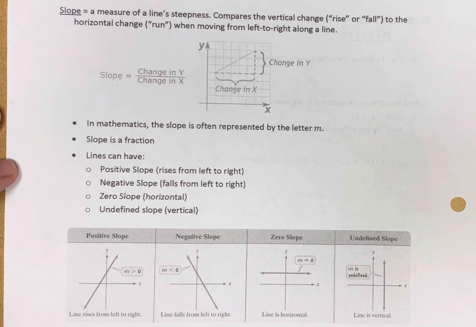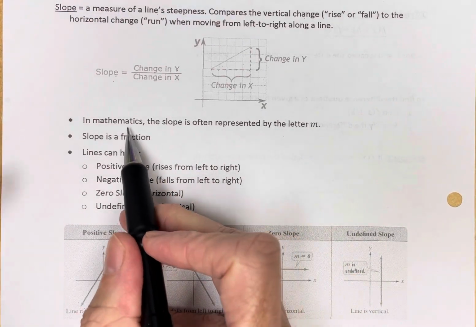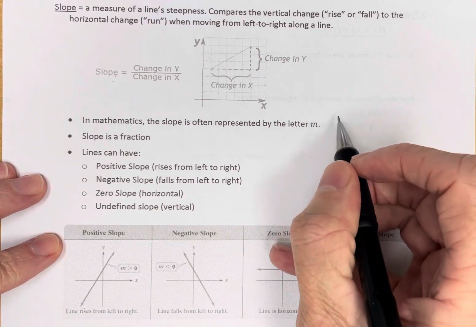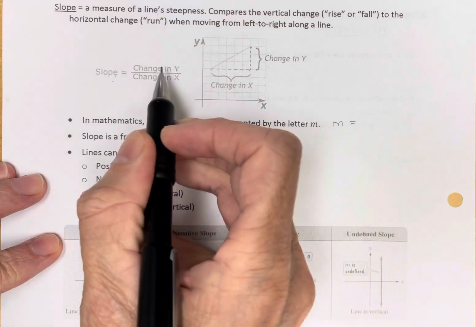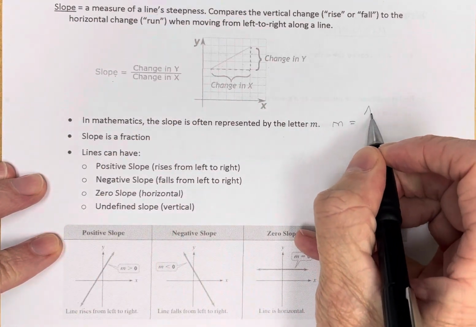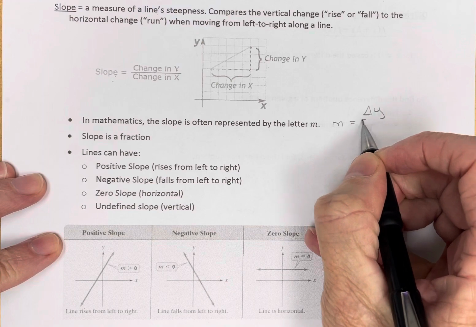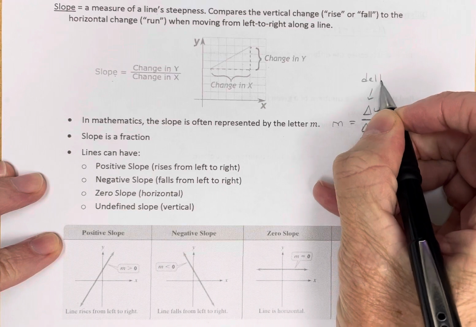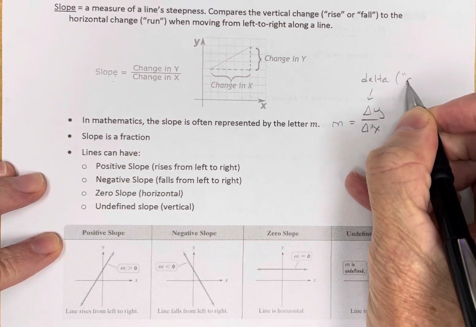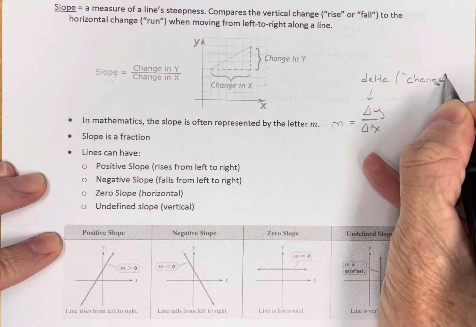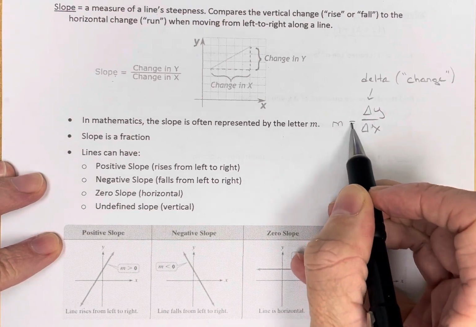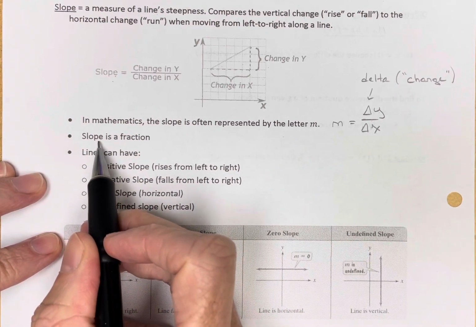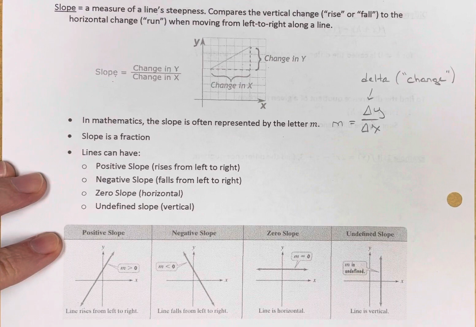All right, a couple of notes about slope in mathematics. In mathematics, the slope is often represented by the letter m. In addition, we don't write the word change. We often use the Greek symbol delta to represent change. So again, this is a delta symbol, and the word delta means change. So this is a quick way to write slope is equal to the change in y over the change in x. We always want to keep in mind that slope is a fraction.